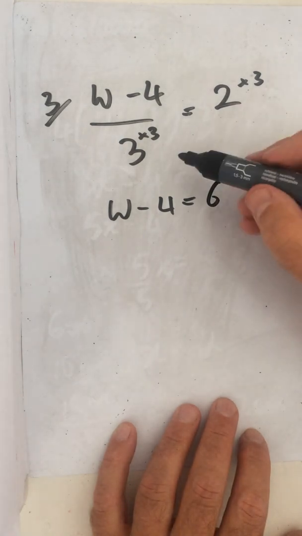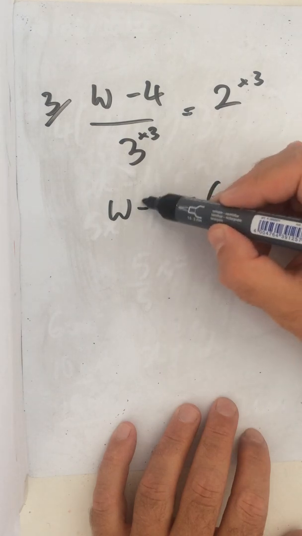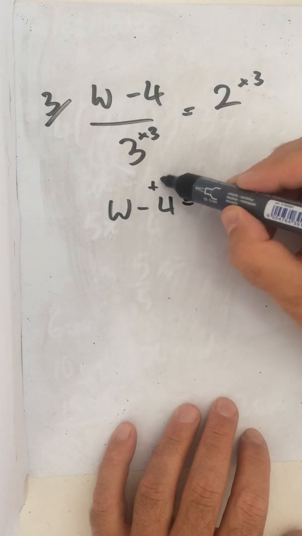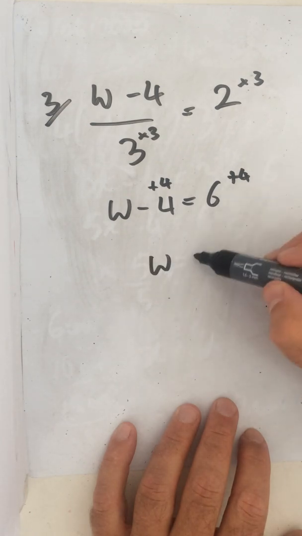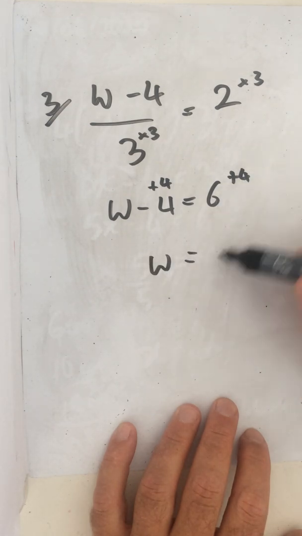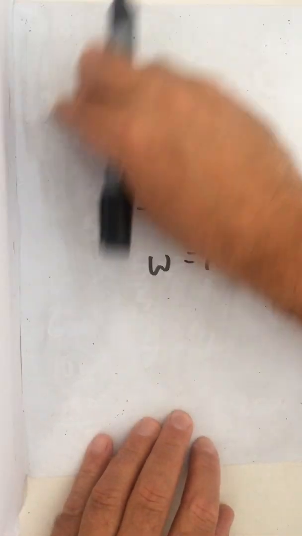Okay, and again from there it's pretty straightforward. I just want to be left with w, so I want to get rid of my minus 4, so I add 4 to the other side. w is equal to 6 plus 4, 10. Okay, I'll just do one more of those.